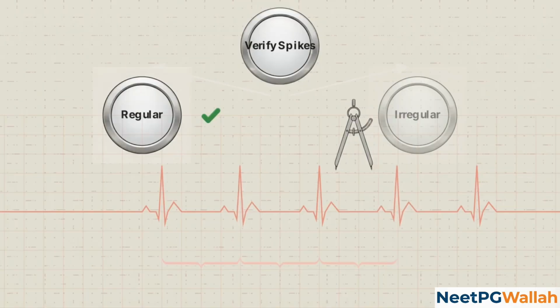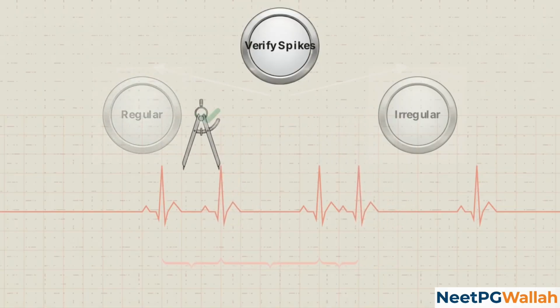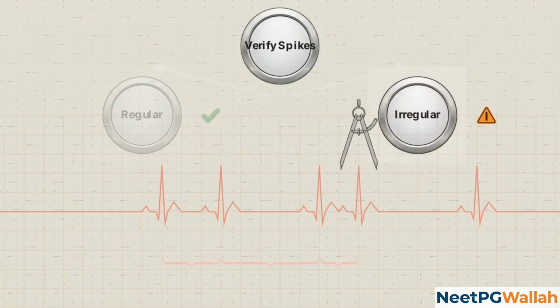If those gaps vary in width, we must take the irregular branch, which requires a different approach to measurement. Identifying regularity correctly is the most important diagnostic pivot point. The wrong choice here will invalidate every calculation that follows.